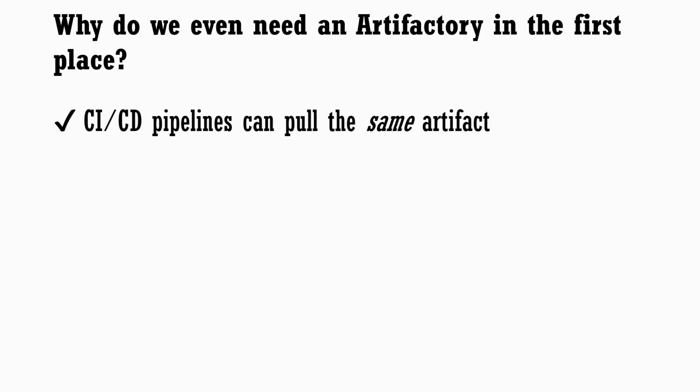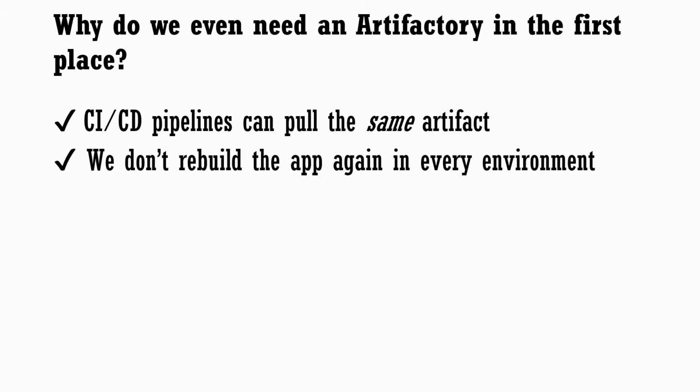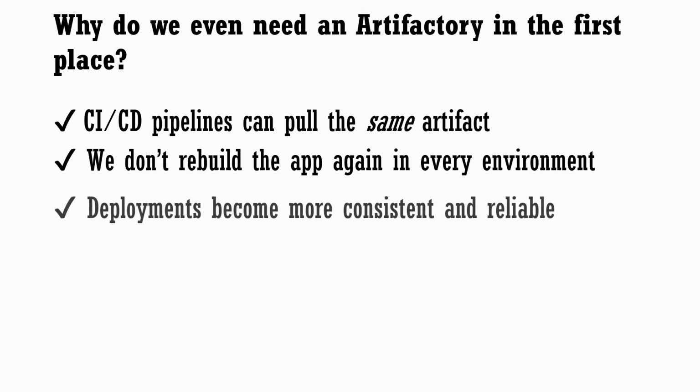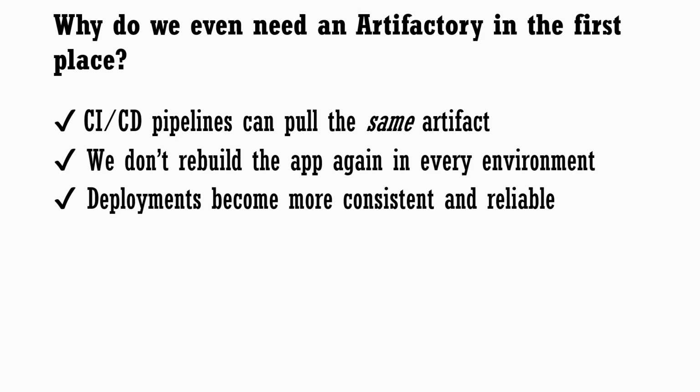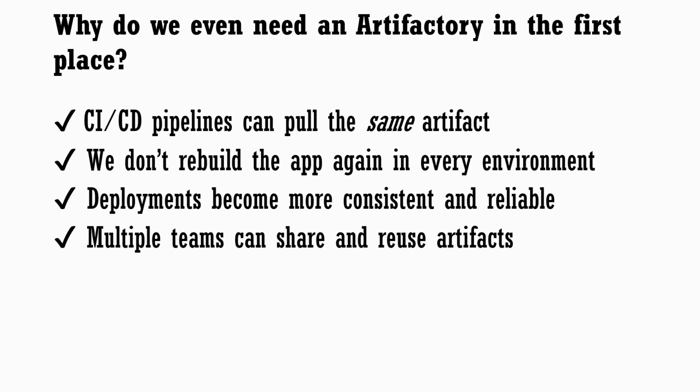So we push our build output to the artifact repository so that CI/CD pipelines can pull the same artifact, meaning every environment uses the exact same build, no surprises. We don't rebuild the app again in every environment. Deployment becomes faster and reproducible. Deployments become more consistent and reliable, so we eliminate the "works in dev but not in prod" issues. Multiple teams can share and reuse artifacts. So no duplication, everyone uses the same approved builds.